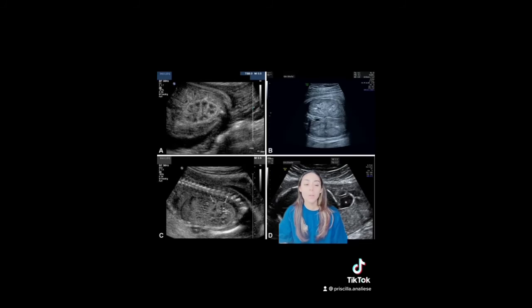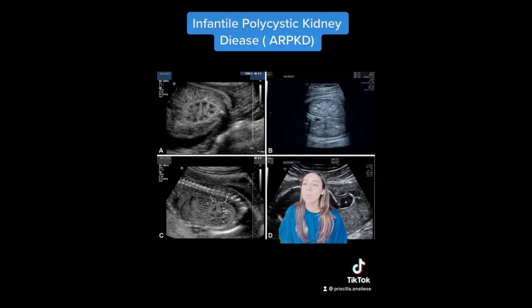So next up, we're going to be talking about infantile polycystic kidney disease versus adult dominant polycystic kidney disease. Infantile polycystic is also called ARPKD, meaning autosomal recessive polycystic kidney disease. The definition is basically that it is a congenital disorder that affects both fetal kidneys and liver. You will see small cysts within the kidney and liver.